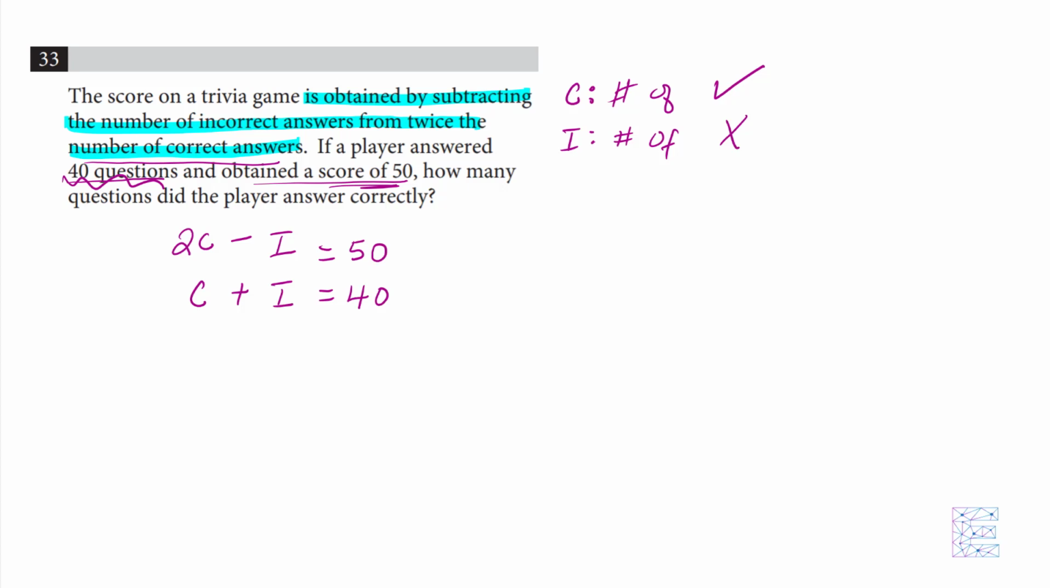And the question is saying how many questions were answered correctly. So we want to solve for C. Thankfully, we see that the I's automatically cancel out because they have opposite signs. And using the elimination method, we simply just add downwards.